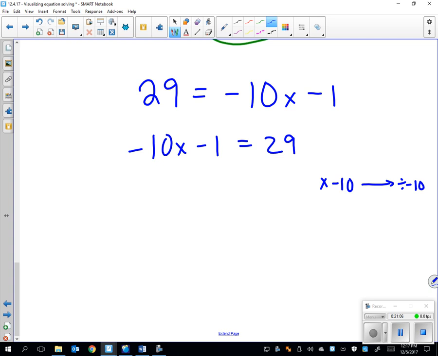What else is happening here that I have to get rid of, George? The subtraction. There's a subtraction of 1. Good. And I'm going to do what to make that go away? Cade, what am I going to do to make that go away? Plus 1 on the other side. On both sides.